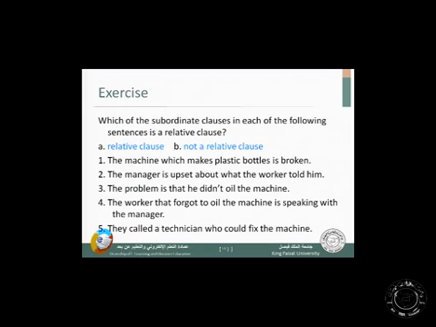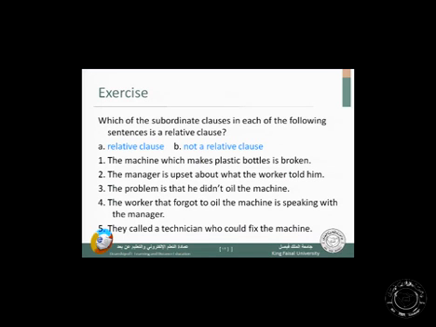So if there is a relative clause, you choose A. If there is no relative clause, you choose B. Let's look at number 1. The machine which makes plastic bottles is broken. Here the subordinate clause is which makes plastic bottles. Is it relative or not? What does it do in this sentence? If we look at it, it modifies machine. Now, thanks to this clause, we know more about machine.